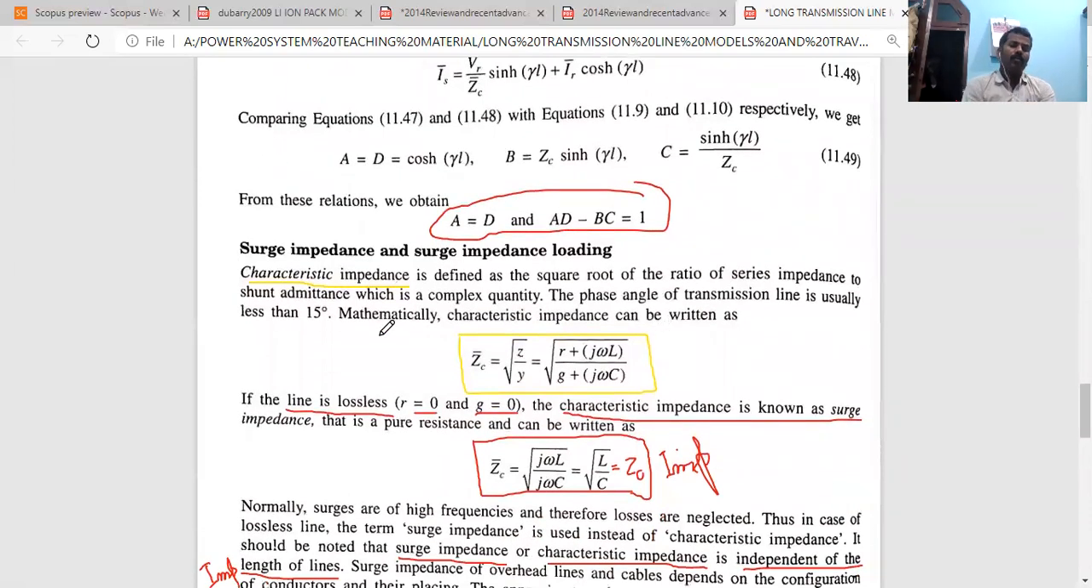And now considering surge impedance and surge impedance load. Characteristic impedance is defined as the square root of the ratio of the series impedance to the shunt admittance.